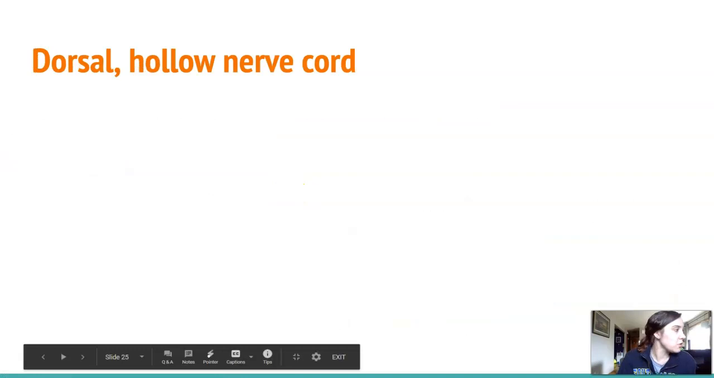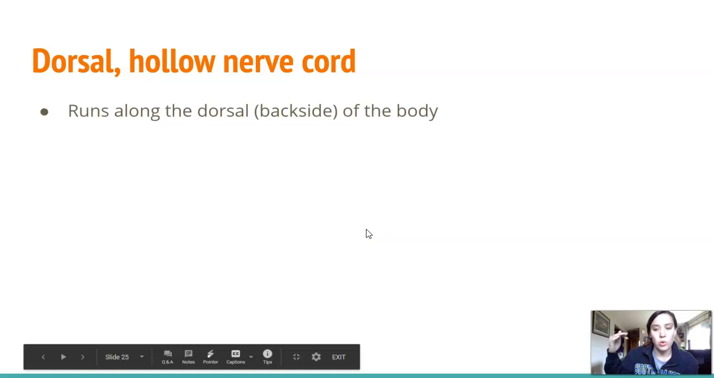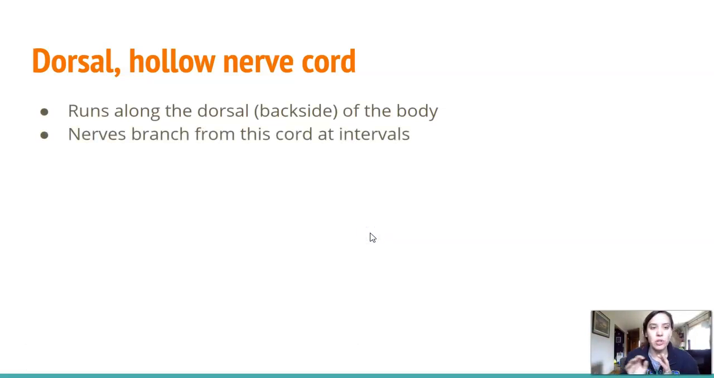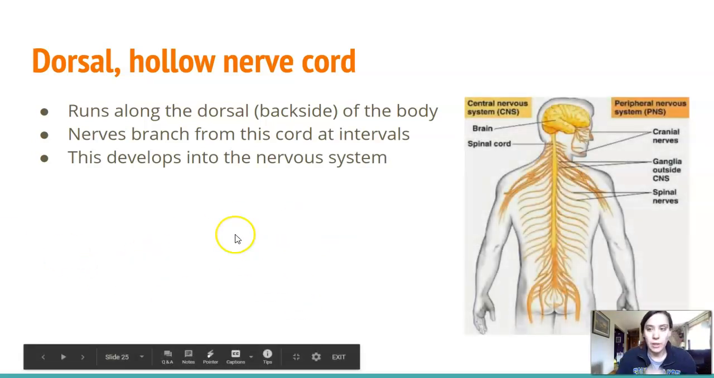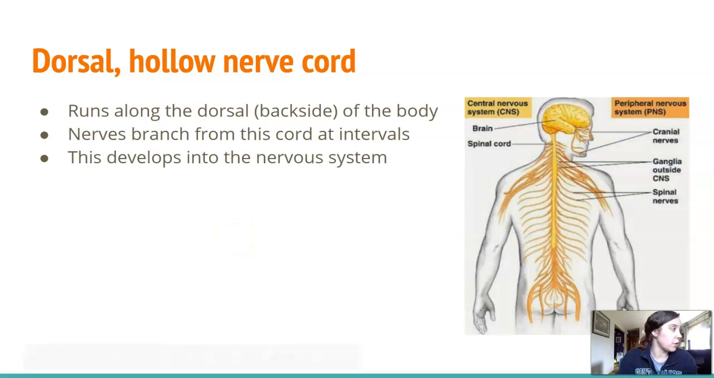A dorsal nerve cord is something that runs along the dorsal, or back side, of your body. This is where nerves branch out from the cord at intervals. We can think of that as our nervous system. This is what develops into our nerves, right? We're going to go into nervous systems in a couple of units. So here is the dorsal nerve cord.